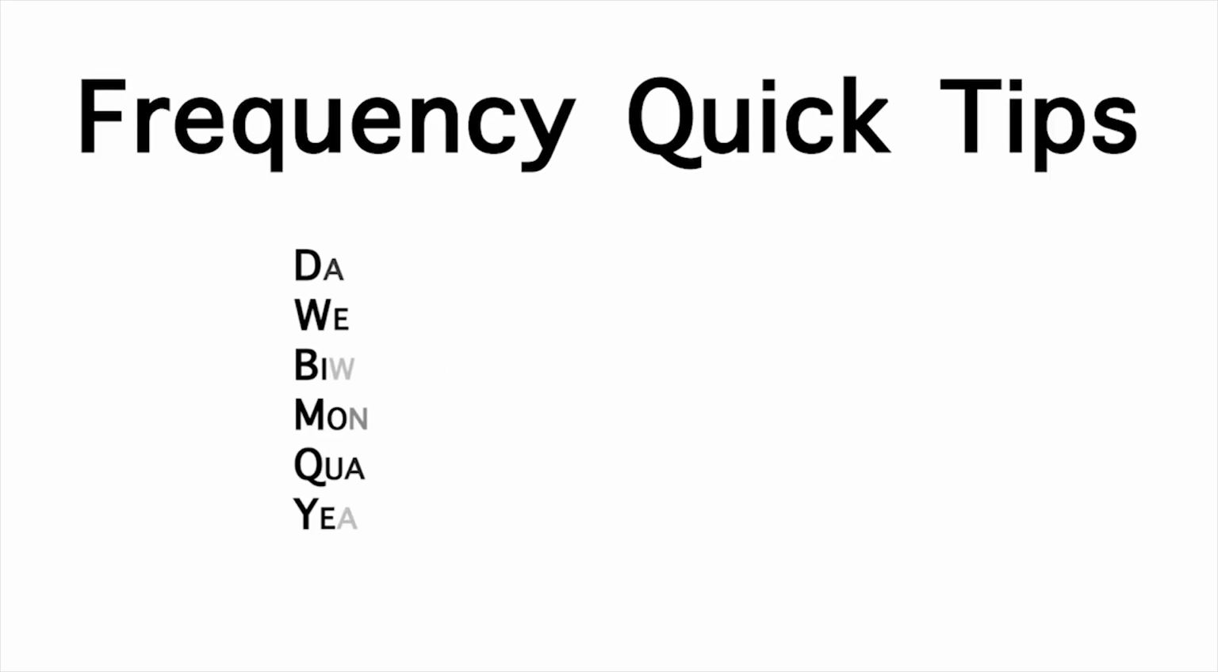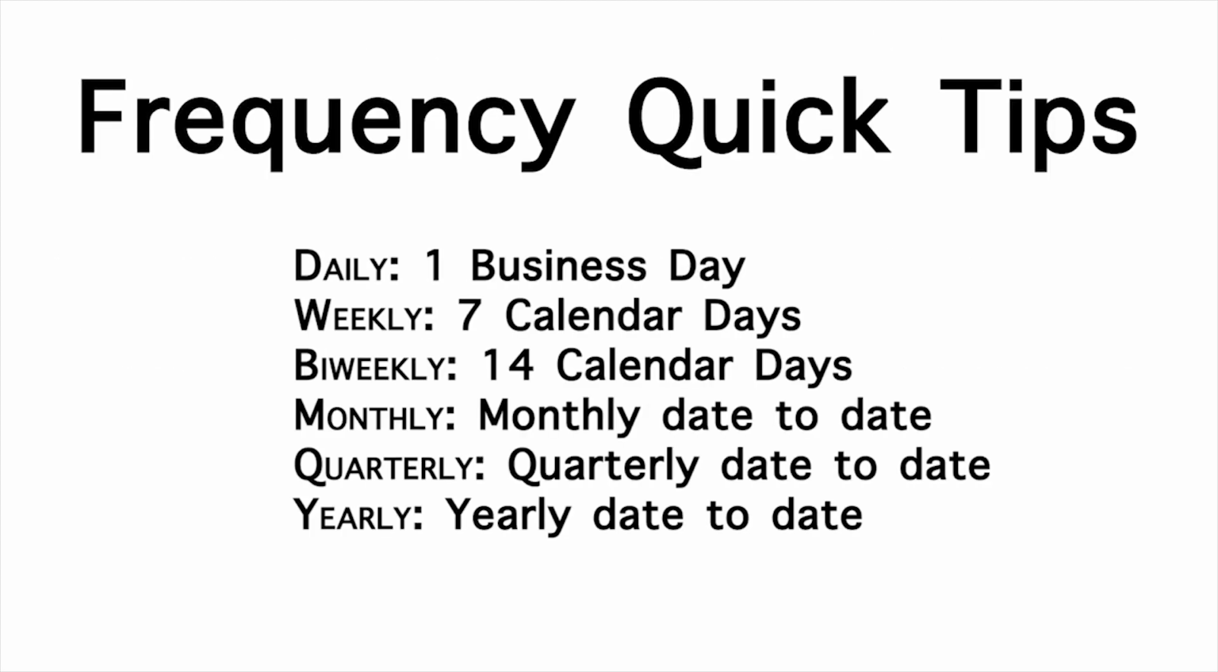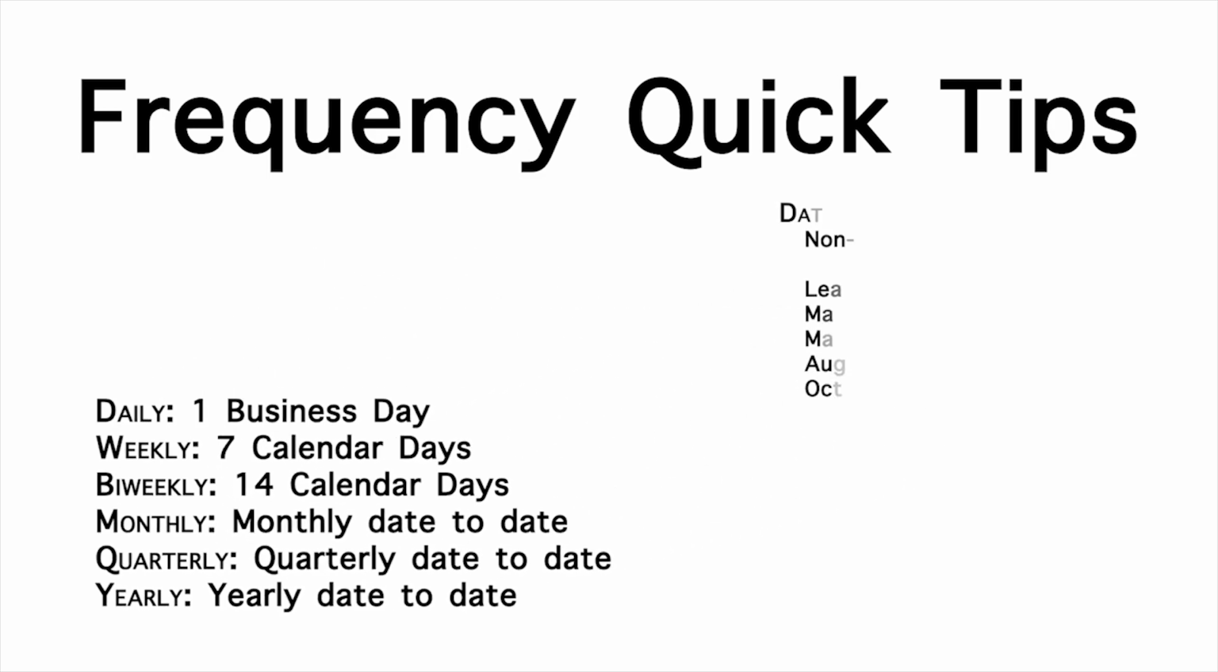Daily is every 1 business day. Weekly is every 7 calendar days. Bi-weekly is every 14 calendar days. Monthly is every monthly date to date. Quarterly is quarterly date to date. Yearly is yearly date to date.